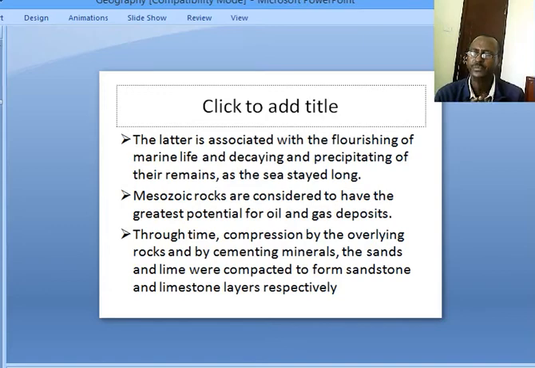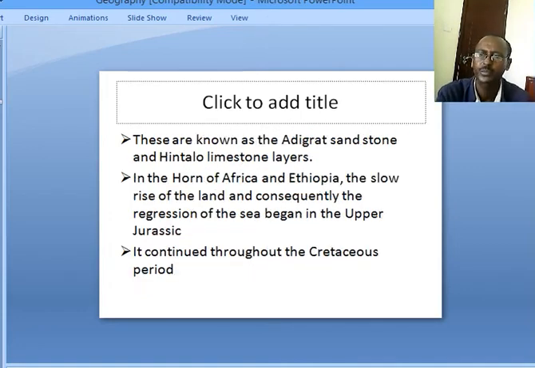As we have said, during the Mesozoic era, when there was rising and sinking of the land, these areas were covered by sediments, and these sediments finally formed the two rocks, sandstone and limestone. These are known as the Adigrat sandstone and Hintalo limestone layers in the northern area. So the sandstone, since it was found around these areas, we call it Adigrat sandstone, along with the Hintalo limestone rocks.